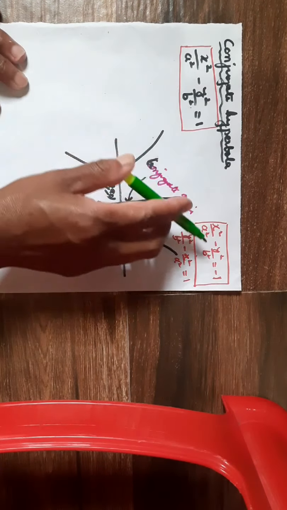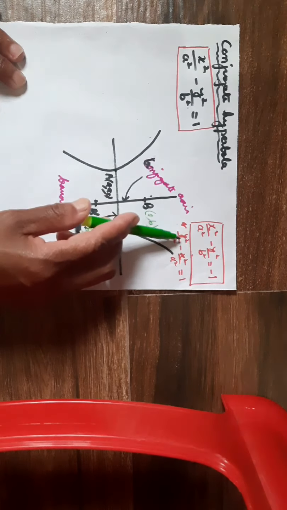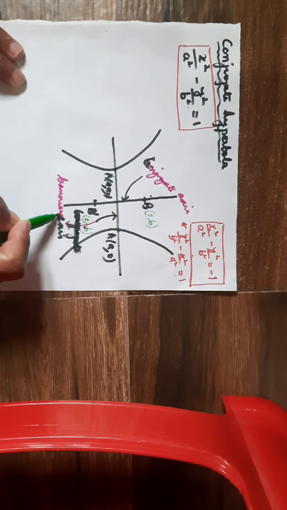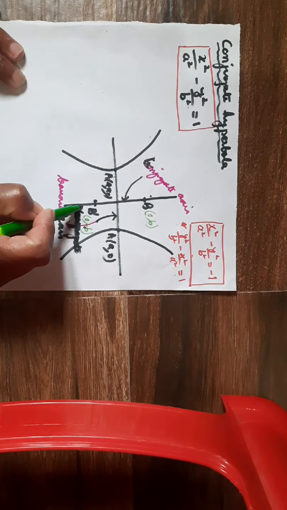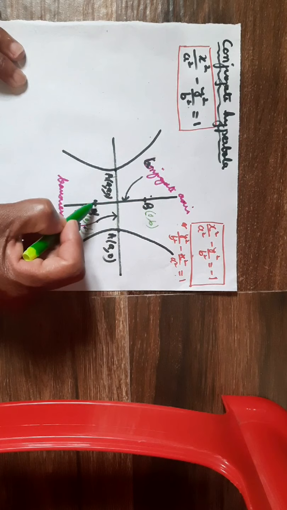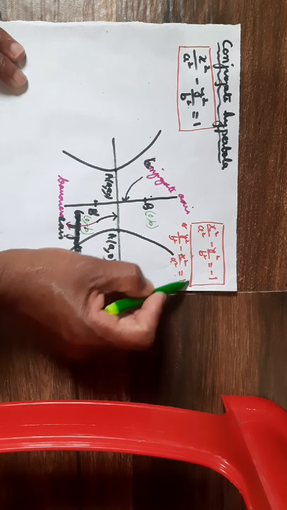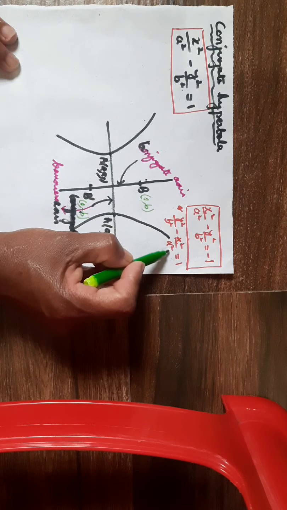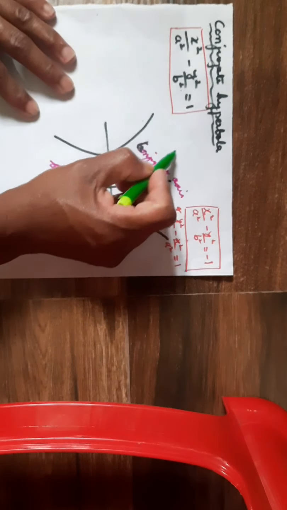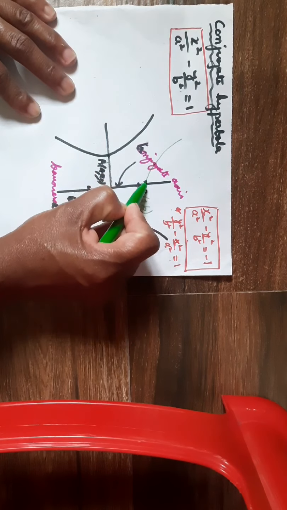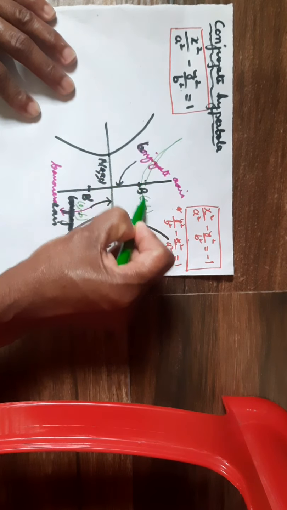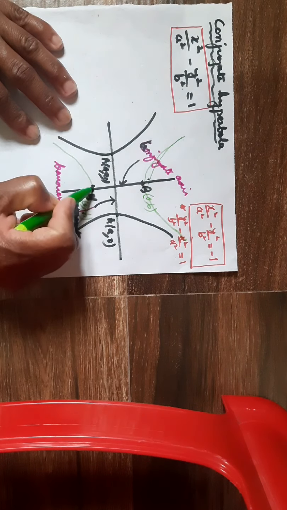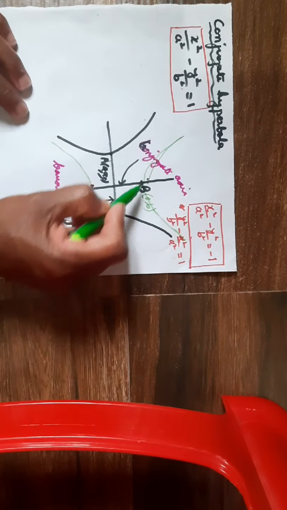Now for the conjugate hyperbola y square by b square minus x square by a square is equal to 1, the transverse axis becomes the conjugate axis and the conjugate axis becomes the transverse axis. So for this conjugate hyperbola represented by the equation y square by b square minus x square by a square is equal to 1, the figure of this one will be like this. It cuts the y-axis at the points B and B prime.